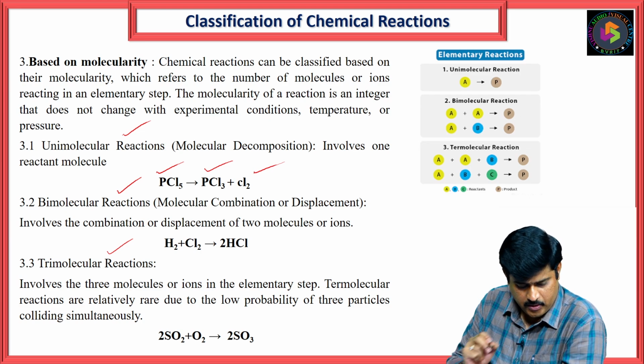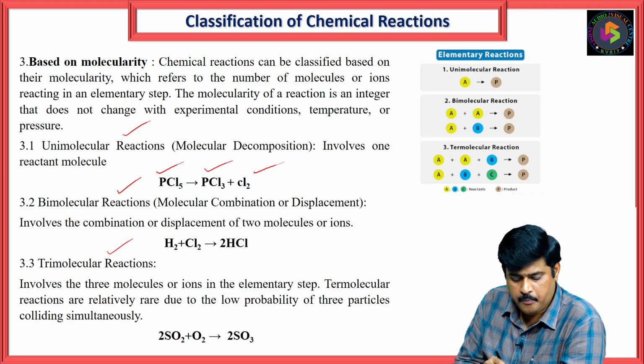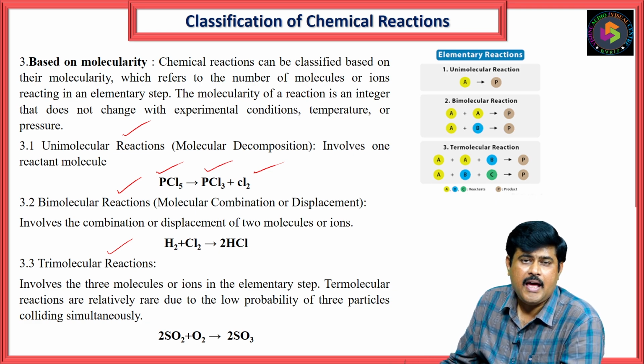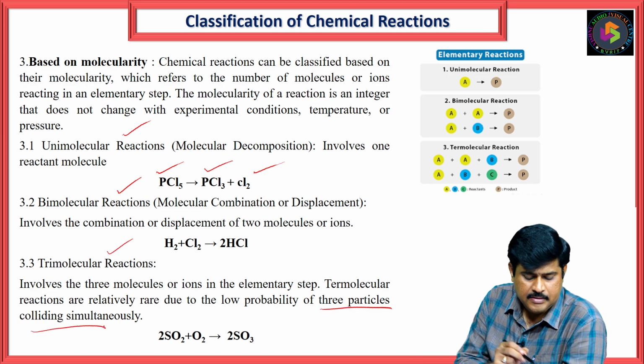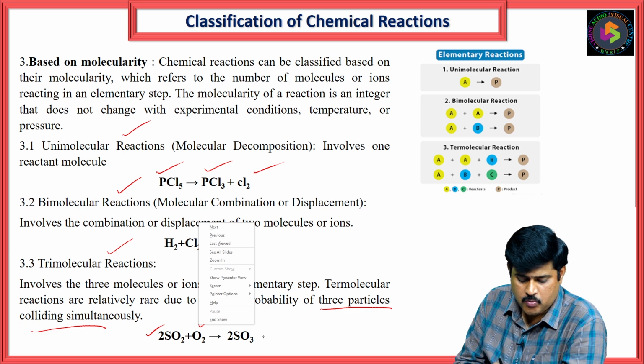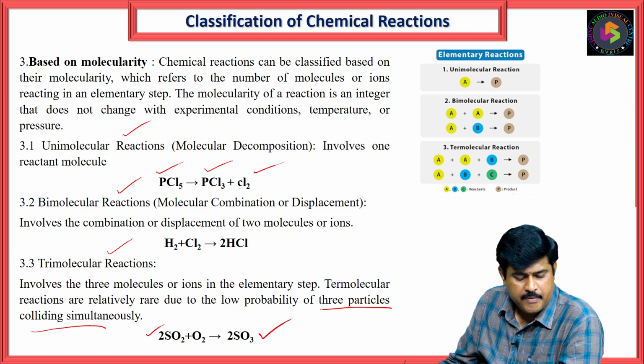And coming to trimolecular reactions, that means three molecules are involved in the elementary step. That means three molecules are involved in the chemical reaction to form a product. Normally this very rarely happens, because three particles colliding simultaneously is somewhat rare. The example for this is two molecules of SO2 react with one molecule of oxygen to form two molecules of SO3. So this is an example for trimolecular reactions.